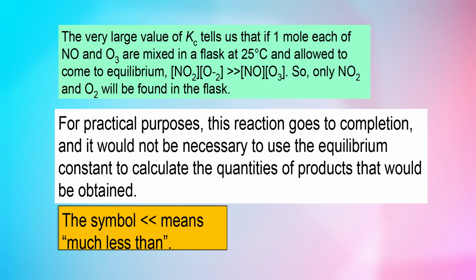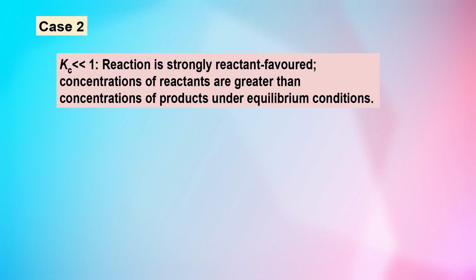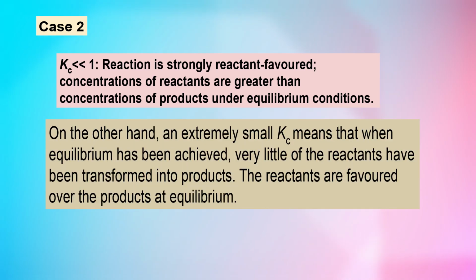Now, if you use the opposite direction symbol, then it means much less than, which is case 2. If Kc is much less than 1, the reaction is strongly reactant favored, and the concentrations of the reactants are greater than the concentration of products under equilibrium conditions. On the other hand, an extremely small Kc means that if equilibrium is achieved, then very little of the reactants have been transformed into products.